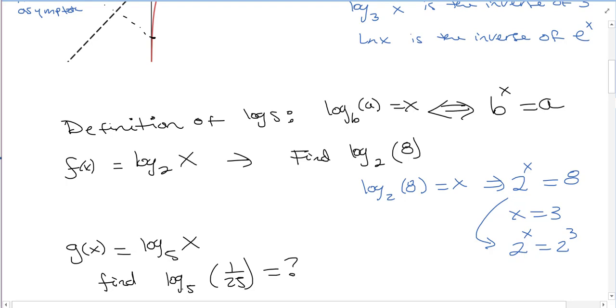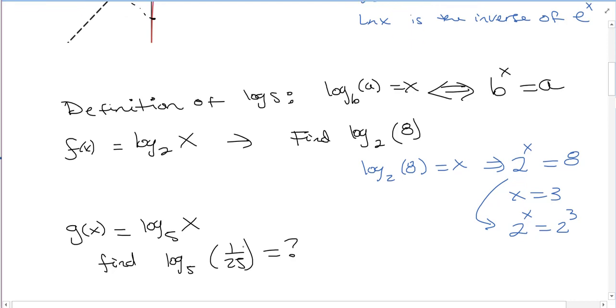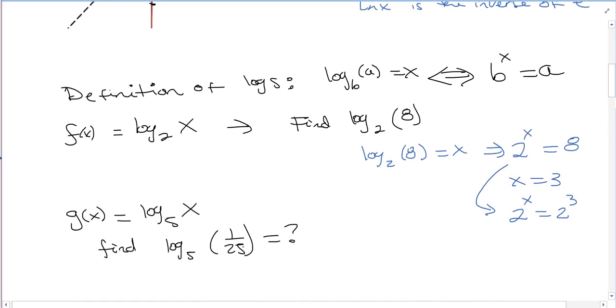So this means, what exponent do I put on 5 to get 1 over 25? And that will be negative 2. But you can translate it into an exponential by saying 5 to the question mark, or you can call it x, equals 1 over 25. And then rewrite it some more.